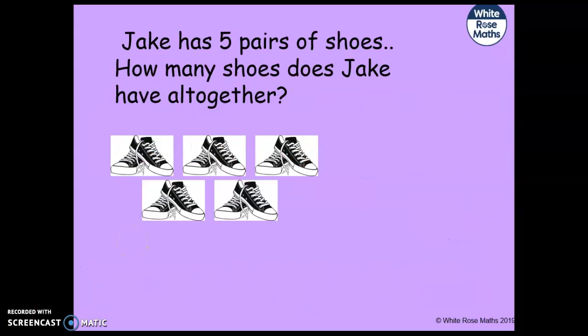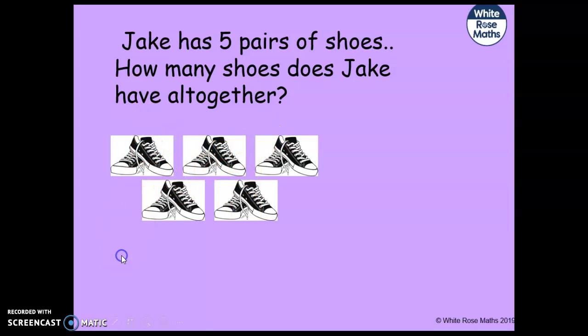Here we have another question. Jake has 5 pairs of shoes. How many shoes does Jake have altogether? So we've got 5 groups of 2. And if we count in twos, 2, 4, 6, 8, 10.